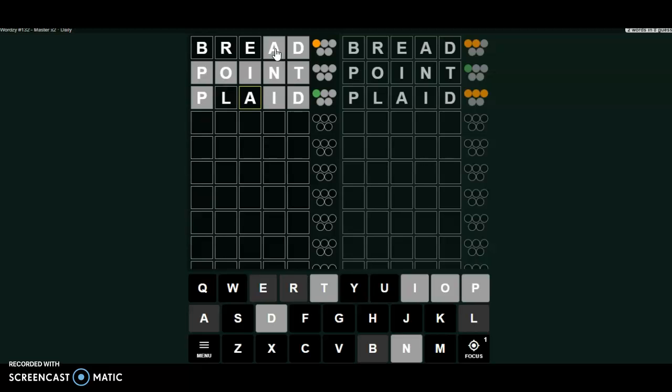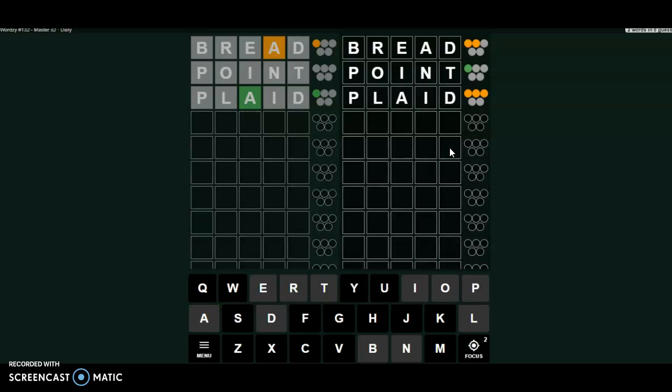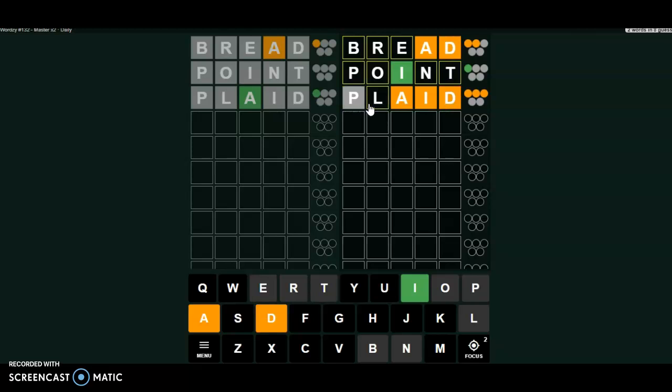The A could be yellow here, meaning this one could be green. So then that means none of these exist. And looking at this puzzle, we could have a green I, yellow I here, yellow A here, yellow A here, yellow D here. You're gonna get rid of the P and the L then.